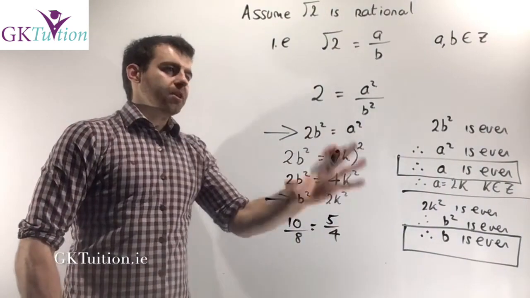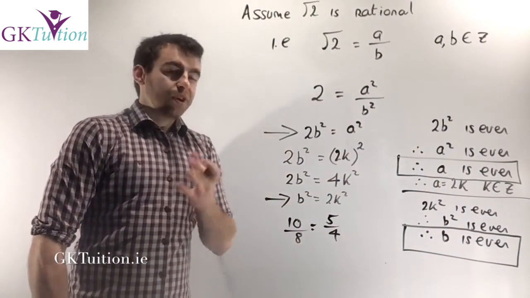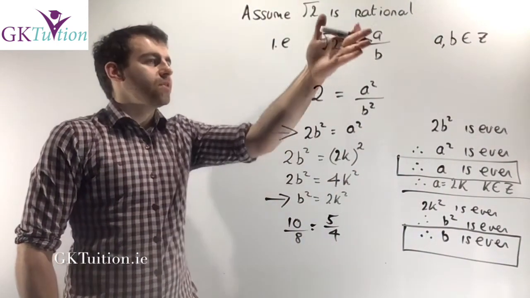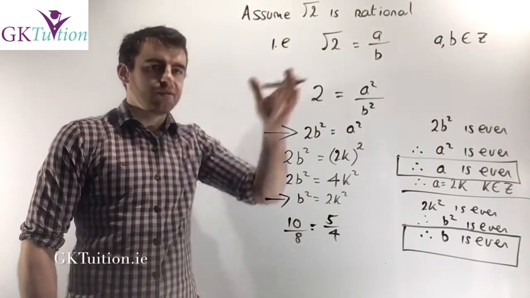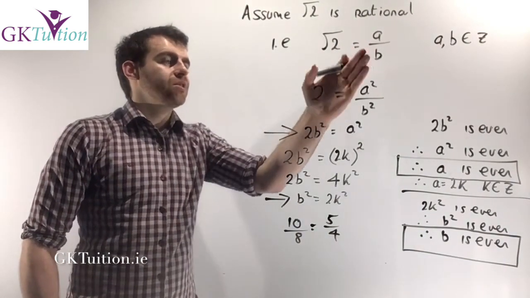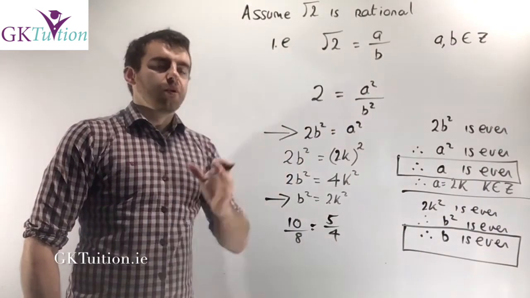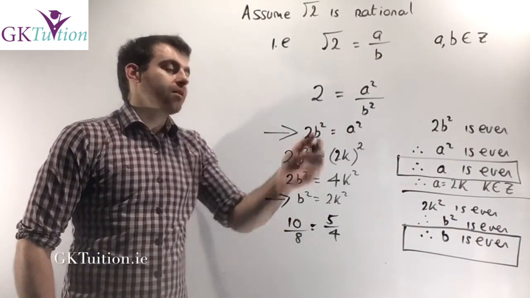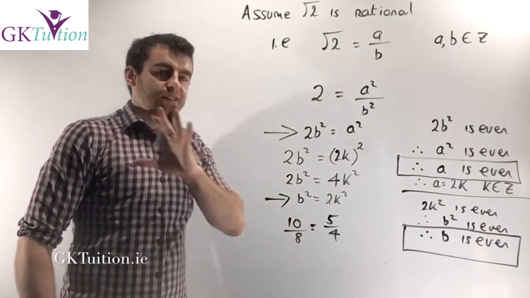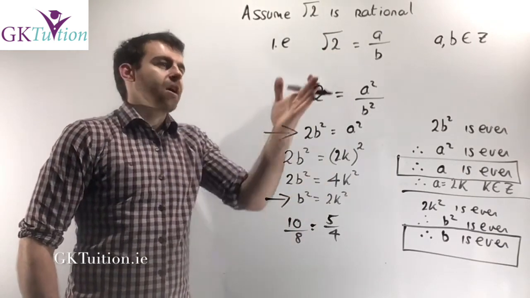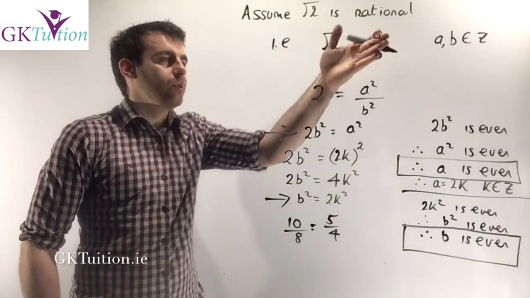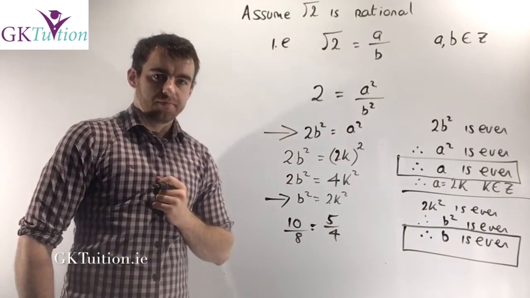So I'm just going to wipe this out and make our conclusion here. But essentially it's on the premise that if the top of the fraction is even and the bottom of the fraction is even, then the fraction is not in its simplest form. So I've proved that the first line here is impossible. It doesn't make sense. The square root of 2 cannot be written as a fraction in its simplest form.